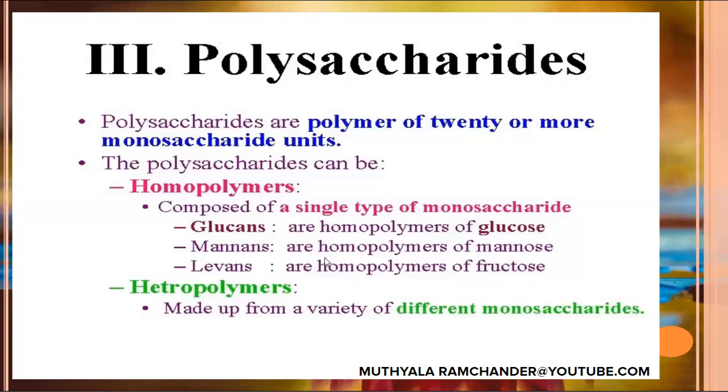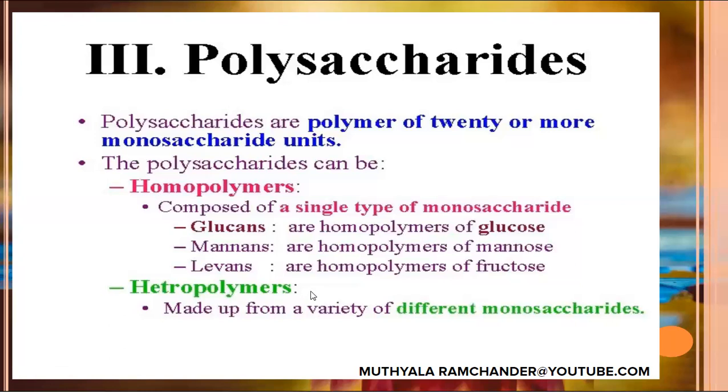Mannans are homopolymers of mannose. Mannans are made with only mannose in large numbers. Levans are homopolymers of fructose. A large number of fructose molecules are present in the polysaccharides called levans. They belong to homopolymers or homopolysaccharides.